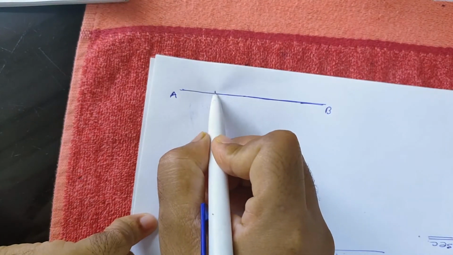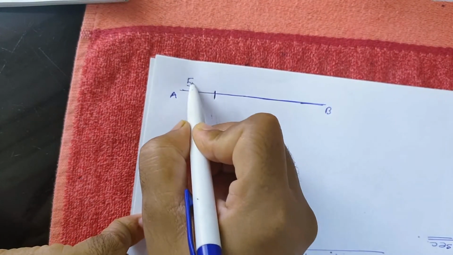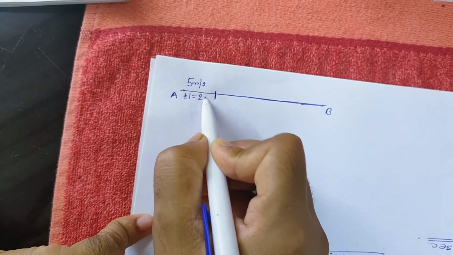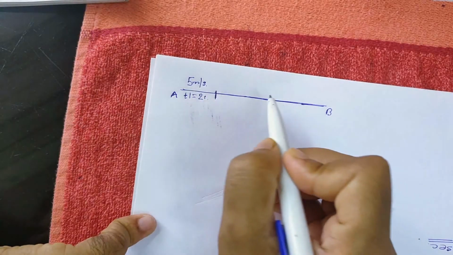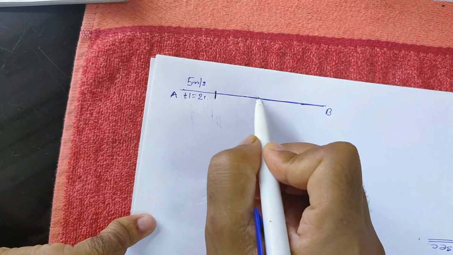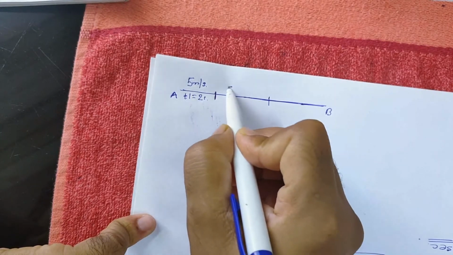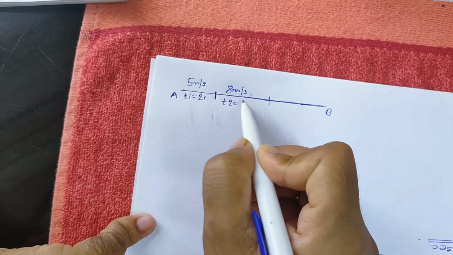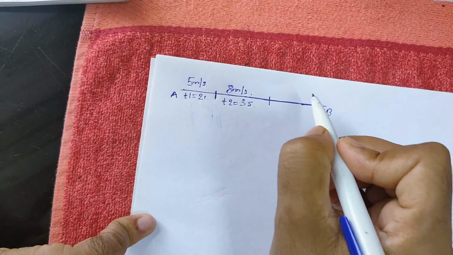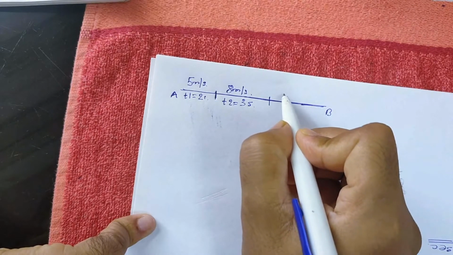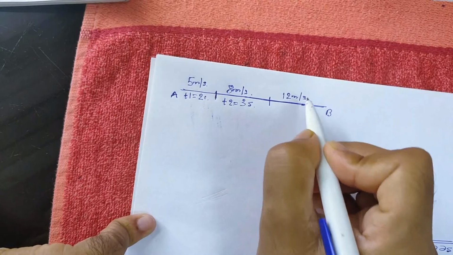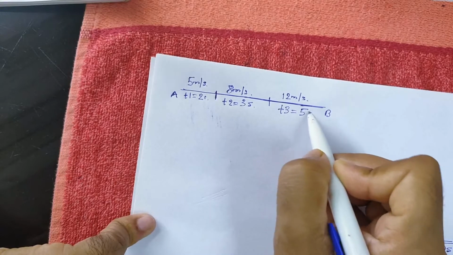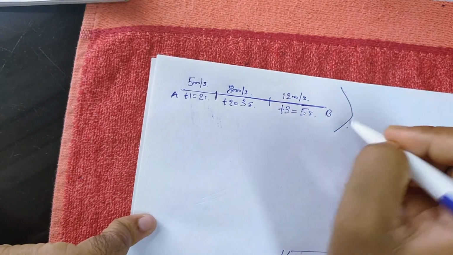It traveled with a speed of 5 meter per second for first 2 seconds. Fine, and then it traveled at a speed of 8 meter per second for the time duration of 3 seconds, and finally it traveled at a speed of 12 meter per second for a time duration of 5 seconds. Okay, this is the case.